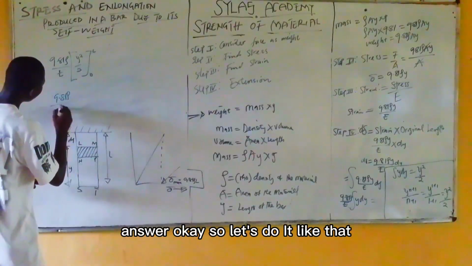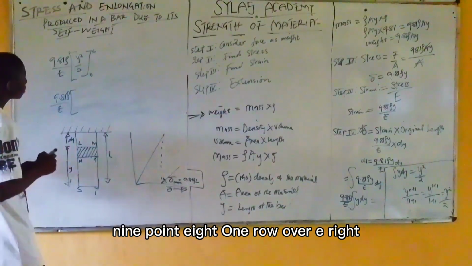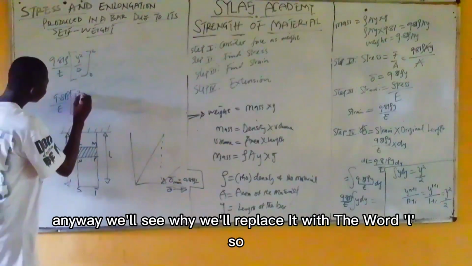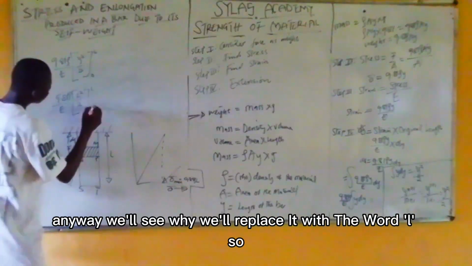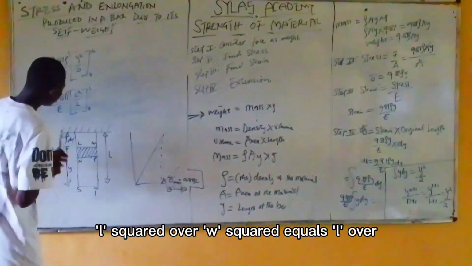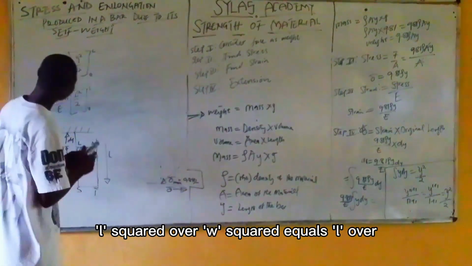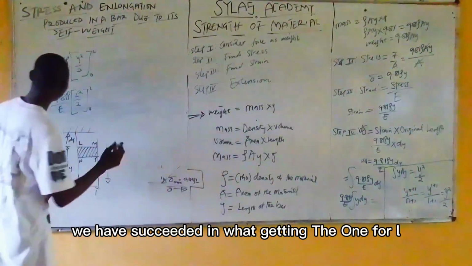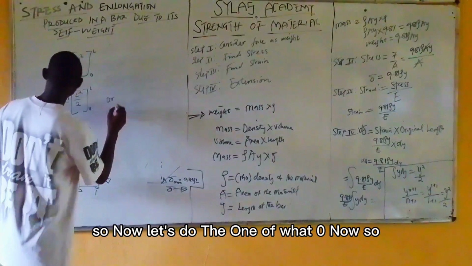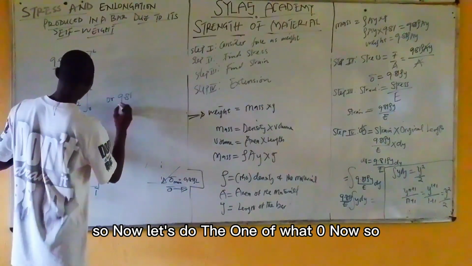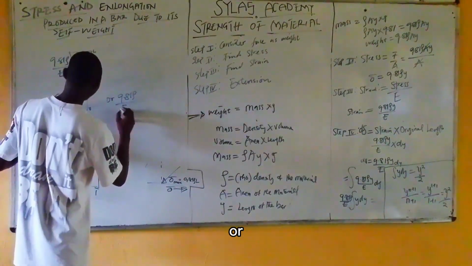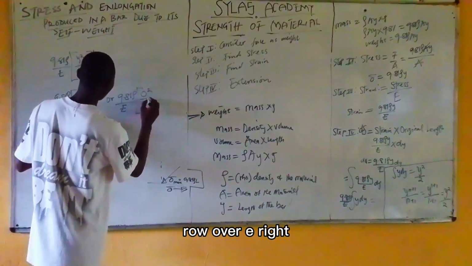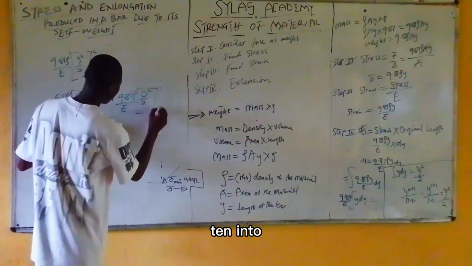9.81 rho over E, right? Anywhere we see y, we will replace it with L. So L square over 2, the integral of L, of 0. We have succeeded in getting the one for L. So now let's do the one for 0. 9.81 rho over E, then into 0 square over 2, right?